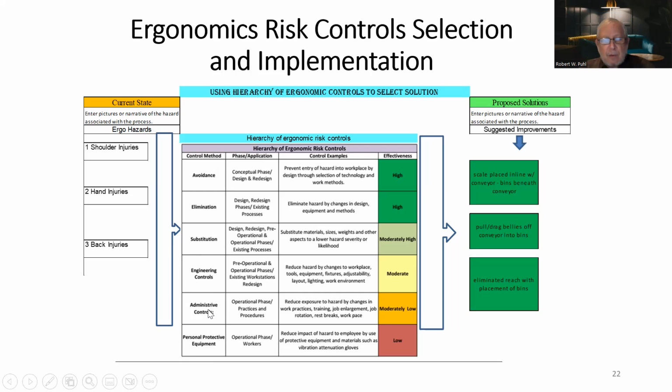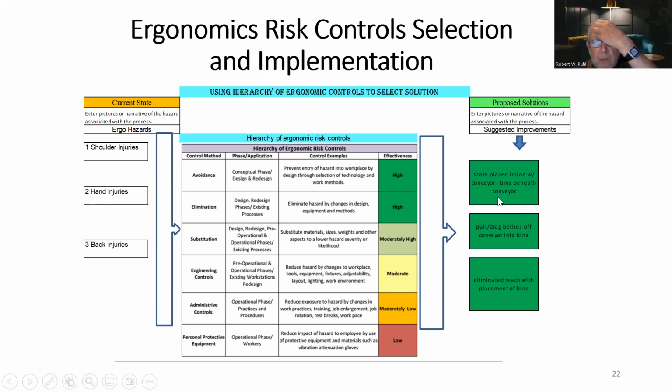So this is basically your standard hierarchy of controls with avoidance thrown in, and that's usually when you do this in a planning stage. That's like PtD. That's where your avoidance can come in, because you're planning on doing this, and somebody else says, no, let's not do this, and then you just avoid it. But that's just shoulder ergo hazards.